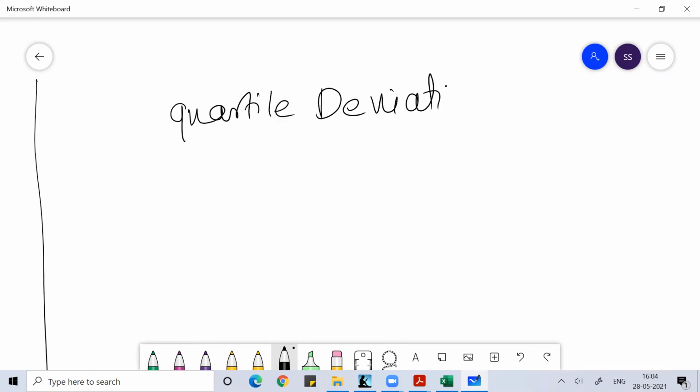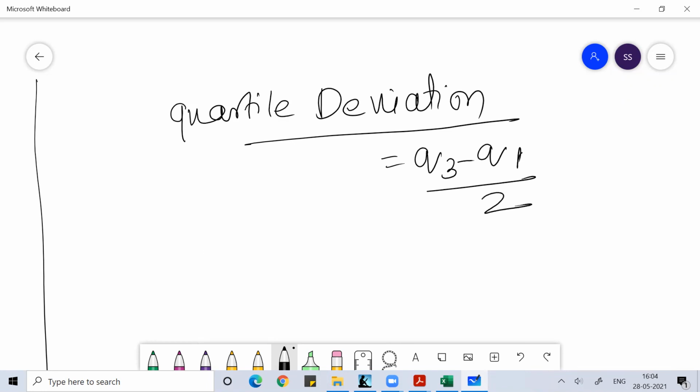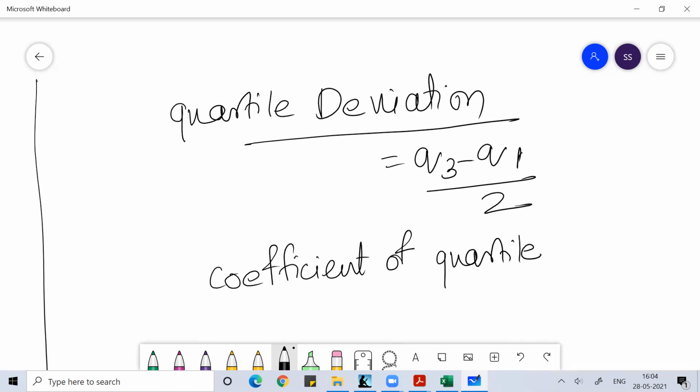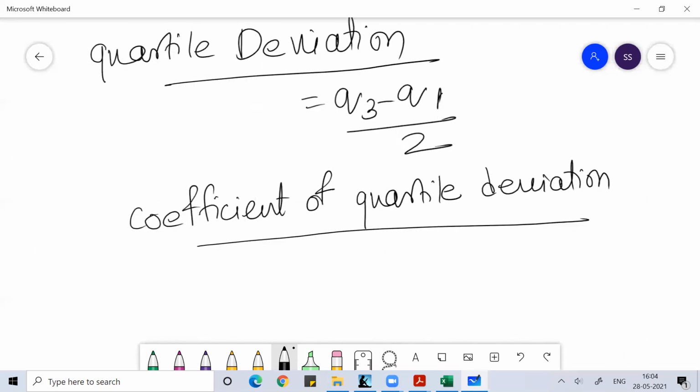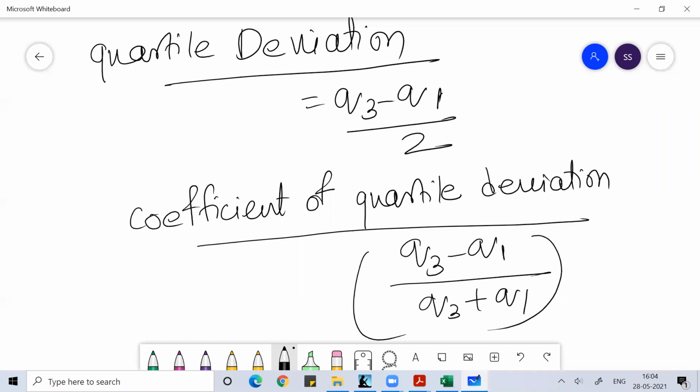Now the next thing we'll understand is the quartile deviation. Quartile deviation formula is (Q3 minus Q1) by 2. The next thing we should know is the coefficient of quartile deviation. So when we say coefficient of quartile deviation, it is (Q3 minus Q1) divided by (Q3 plus Q1) into 100.